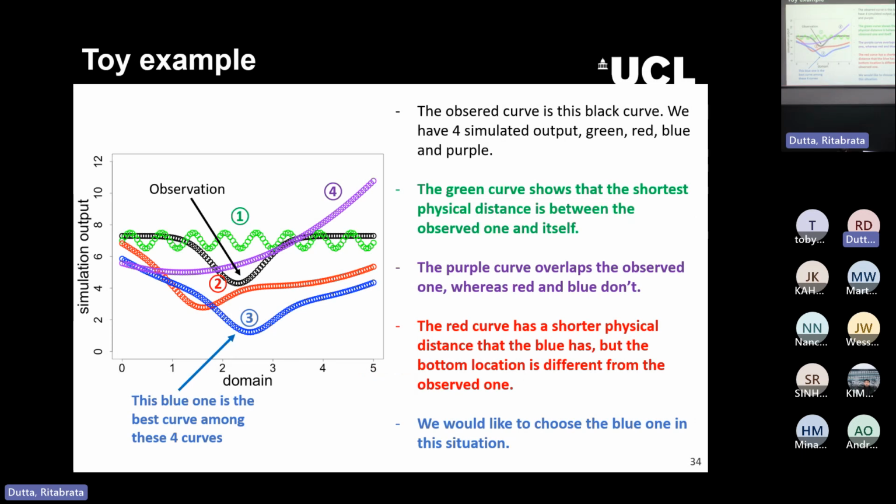Imagine that this is just a toy example. You have observation data expressed by the black curve. The physically nearest curve is the green one, but the shape is totally different. You want to pick up the blue curve based on your own method, but it's difficult to define the distance between curves. And I don't have sufficient time.